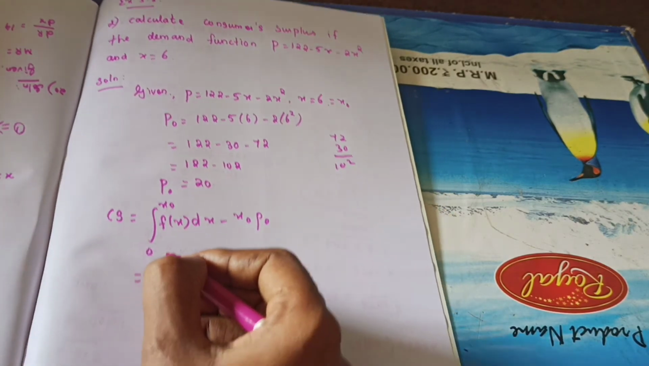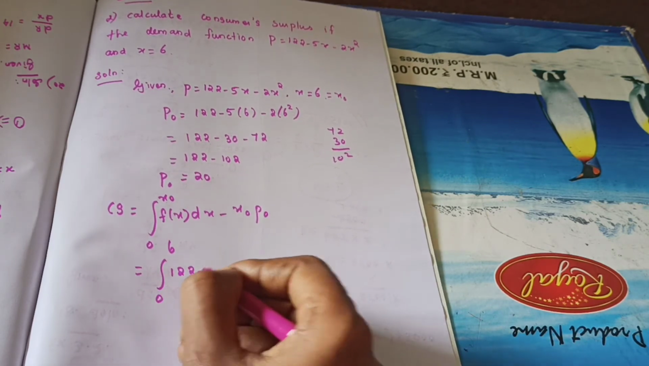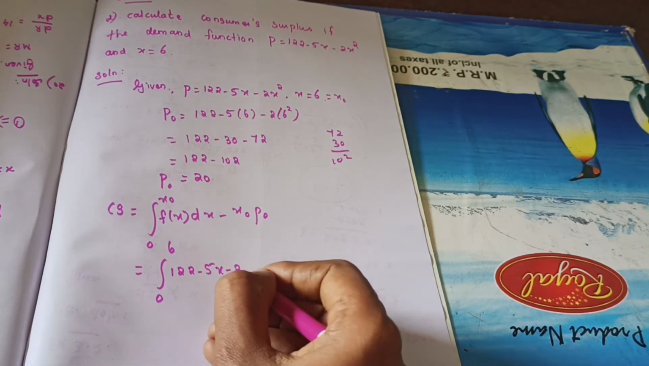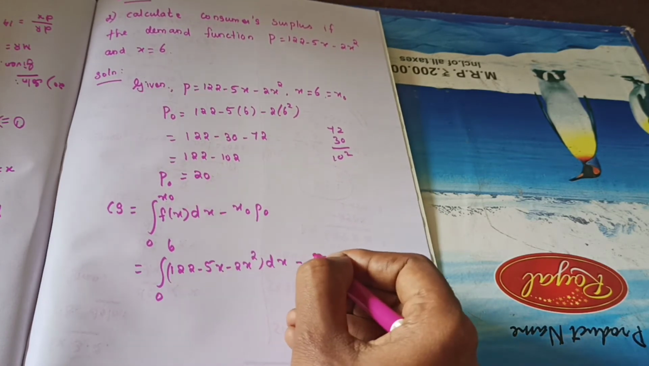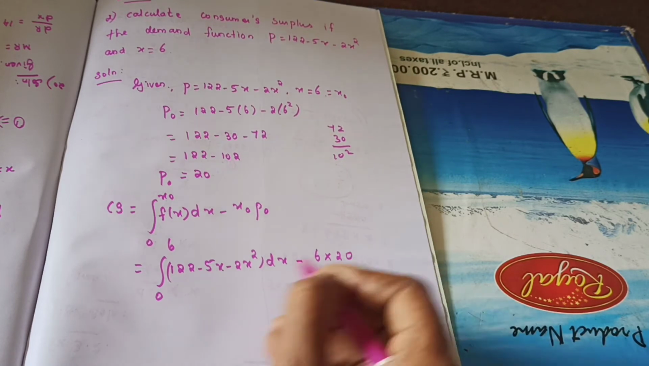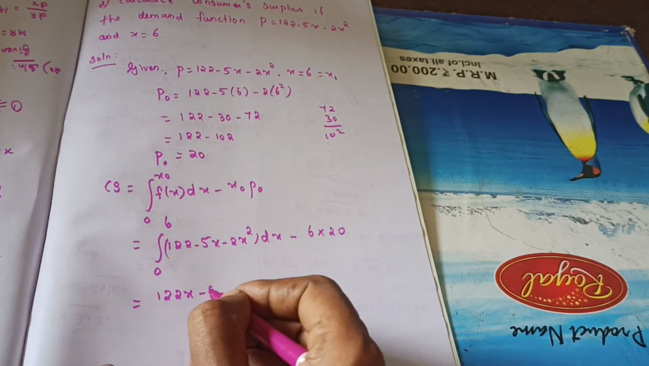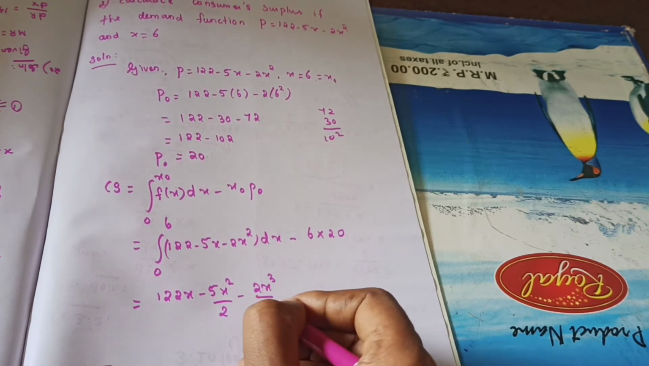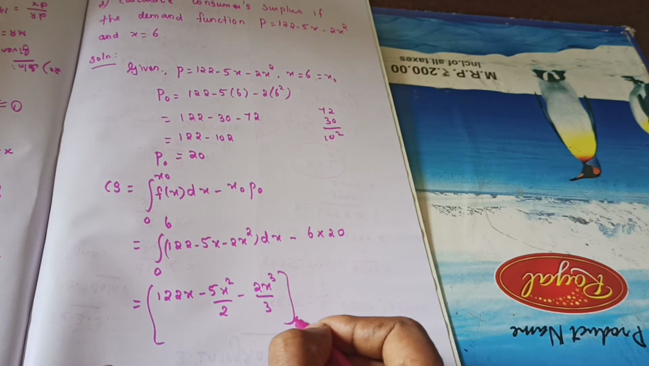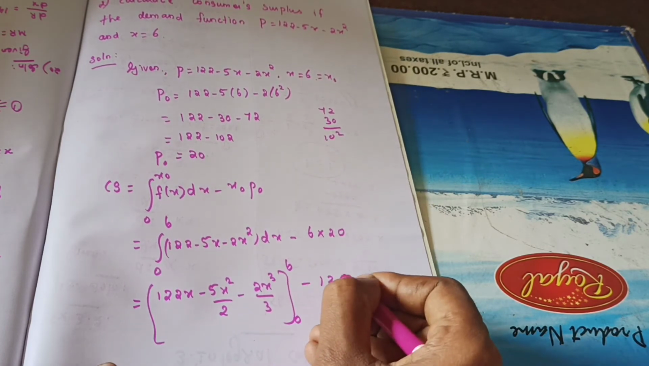Apply the values. Integral of 0 to 6, 122 minus 5x minus 2x square dx minus 6 into 20. Integrate: 122x minus 5x square by 2 minus 2x cube by 3. The interval limit is from 0 to 6, minus 6 into 20, which means 120.